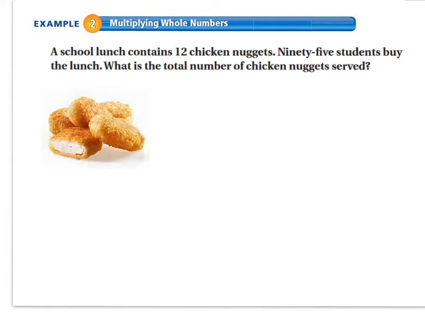Example 2, multiplying whole numbers. A school lunch contains 12 chicken nuggets. 95 students buy the lunch. What is the total number of chicken nuggets served? So I want to find the total number of chicken nuggets in 95 groups of 12 chicken nuggets. 95 kids, 12 chicken nuggets each. The phrase 95 groups of 12 indicates that I need to find the product of 95 and 12. So 12 times 95.